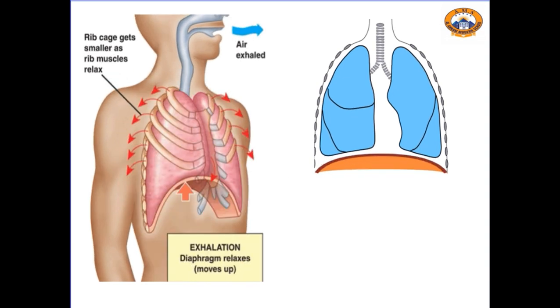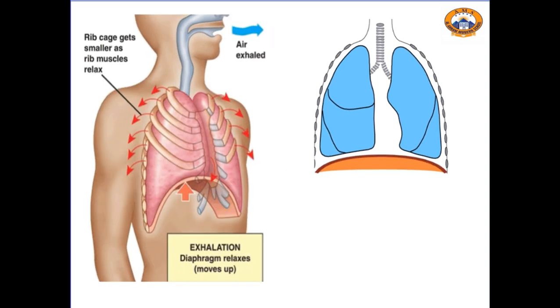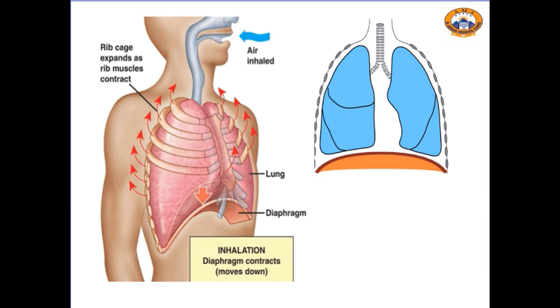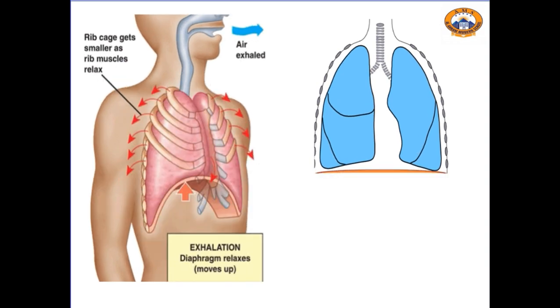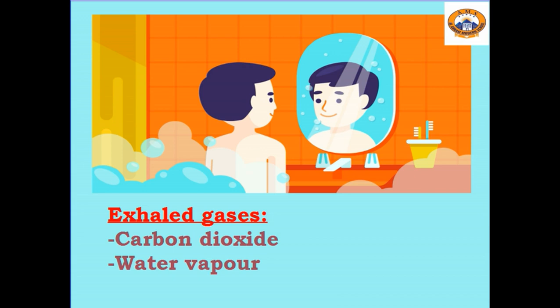Now, during the inhalation process, what is the type of gas that reaches your lungs? Oxygen. And what are the types of gases that are present during the exhalation? What are the exhaled gases? They are carbon dioxide and water vapor. We are going to make an experiment to prove that the exhaled air, the air that you breathe out, contains carbon dioxide gas.